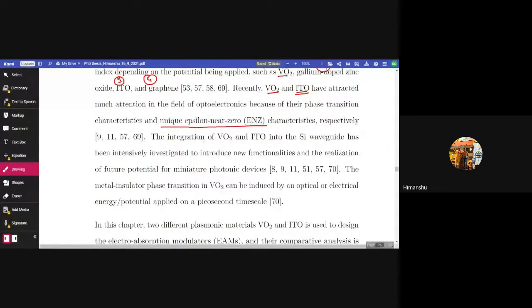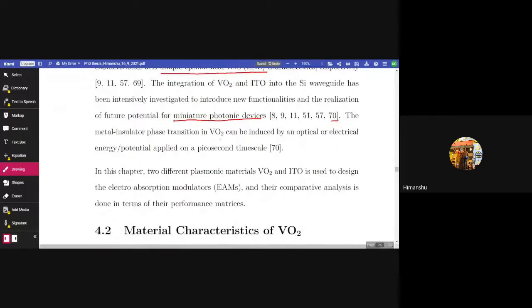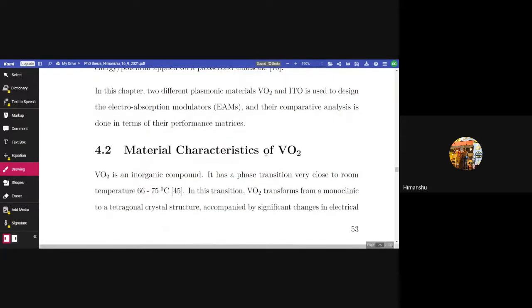The integration of vanadium dioxide and indium oxide into the silicon waveguide has been intensively investigated to introduce new functionalities and realization of future potential for miniature photonic devices. Reference number 8, 9, 11, 51, 57, 70. The metal insulator phase transition in vanadium dioxide can be induced by an optical or electrical energy/potential applied on a picosecond timescale. Reference number 70. In this chapter, two different plasmonic materials, vanadium dioxide and indium oxide, are used to design the electro-absorption modulators (EAMs), and their comparative analysis is done in terms of their performance metrics.